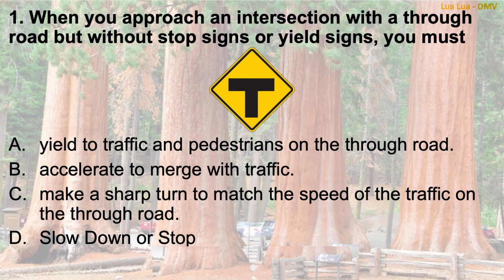Question 1. When you approach an intersection with a through road, but without stop signs or yield signs, you must A. Yield to traffic and pedestrians on the through road. B. Accelerate to merge with traffic. C. Make a sharp turn to match the speed of the traffic on the through road. D. Slow down or stop.